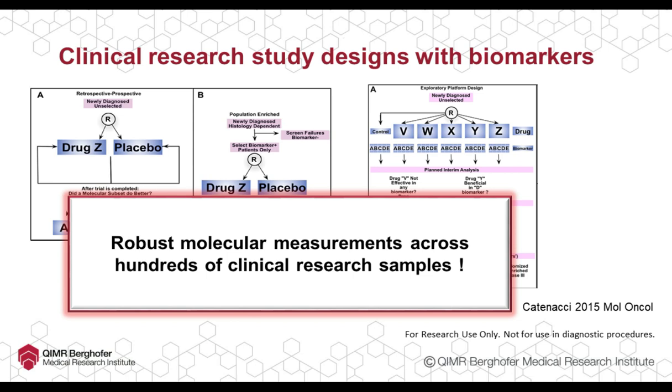The whole point of showing you these different clinical research study designs is to emphasize that we need to have very robust measurements across hundreds of clinical samples in such a study. And therefore, our proteomic techniques must be able to reproducibly measure the same set of proteins across hundreds of samples.